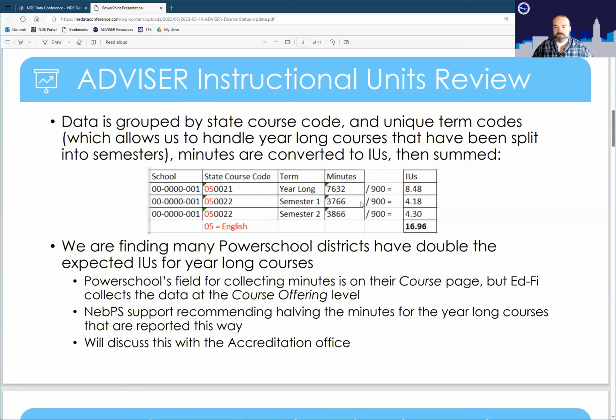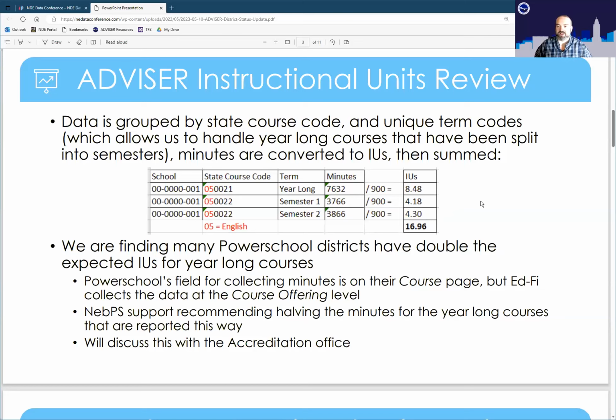So to make the math work out on our side, we see both of those, and we'll assume, and we're going to add up those two numbers. So in a perfect world, each of those semesters is reported with roughly half the minutes. And so we get about half the IUs for each, but then we add them up at the end.